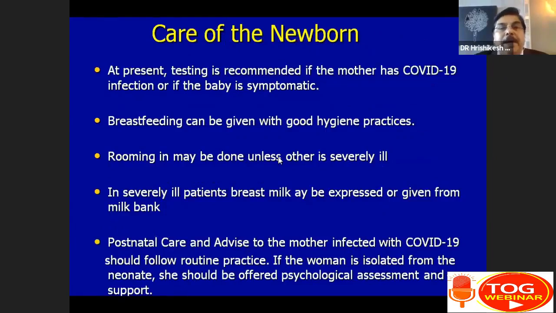What about the care of the newborn? At present, testing is recommended if the mother has COVID-19 infection or if the baby is symptomatic. Breastfeeding can be given with good hygiene practices. Rooming in can be done unless the patient is severely ill. And in severely ill patients, breast milk may be expressed or given from milk bank. Postnatal care and advice to the mother infected with COVID-19 should follow routine practice. If the woman is isolated from the neonate, she should be offered psychological assessment and support.